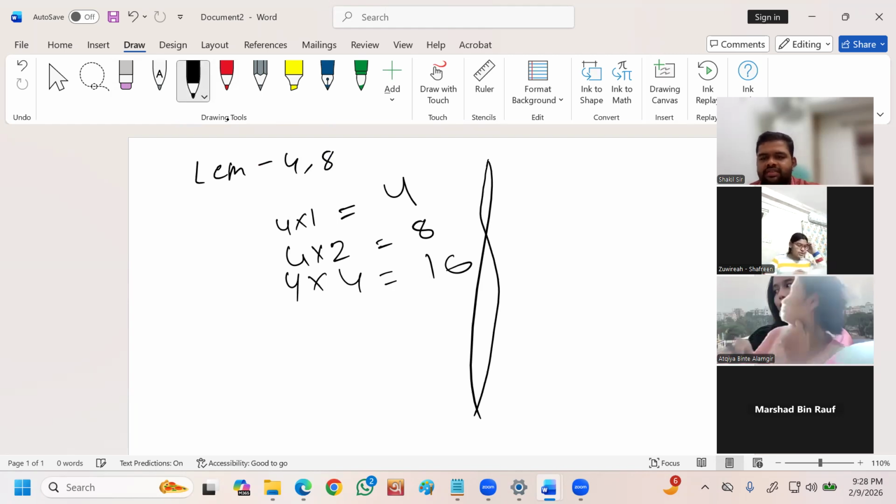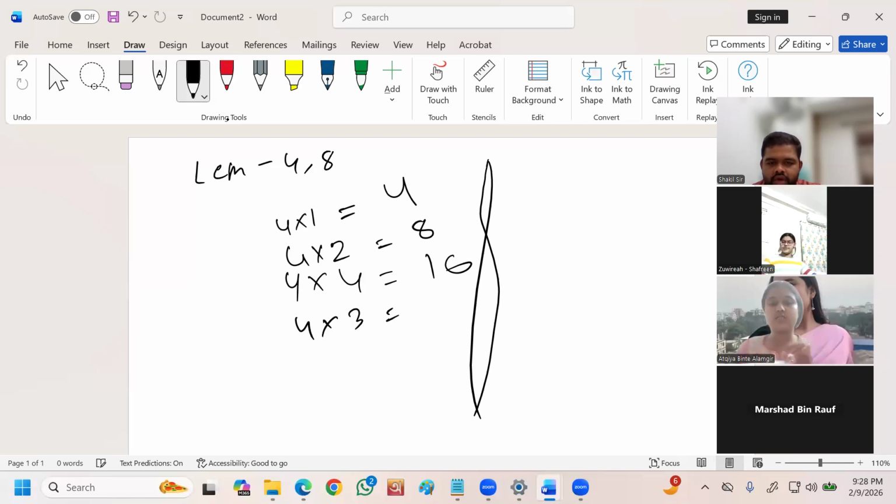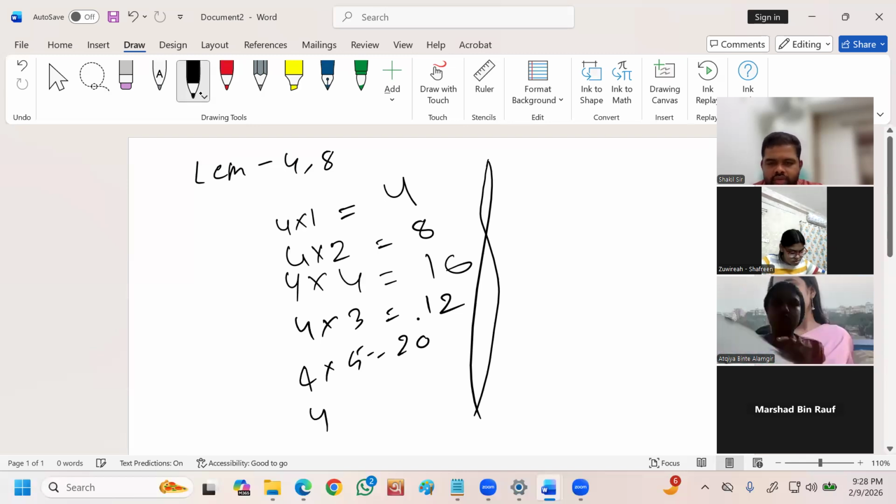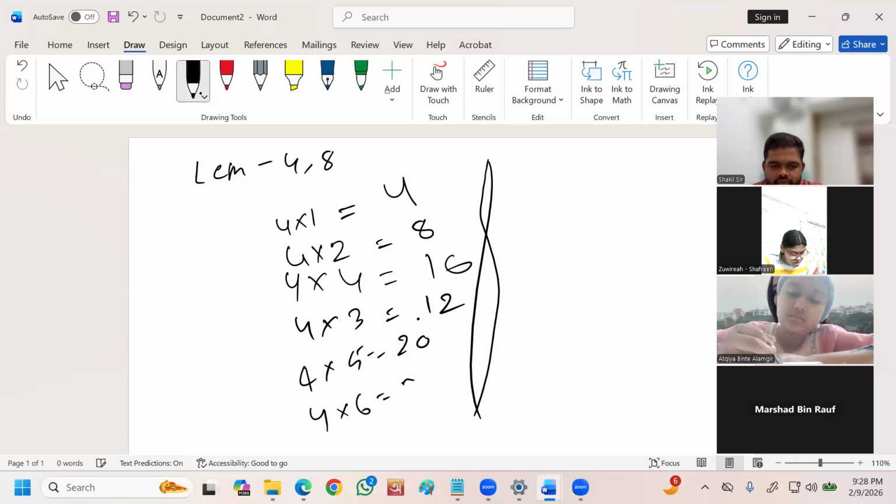Let's see what are the multiples of 4. So 4 times 1 equals 4, times 2 equals 8, times 3 equals 12, times 4 equals 16, right? So times 5 equals 20 again. Sir, do you have to do it in copy? Yes, you can do this. First, and we can write like this also.